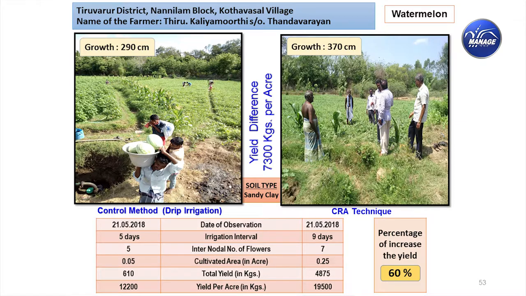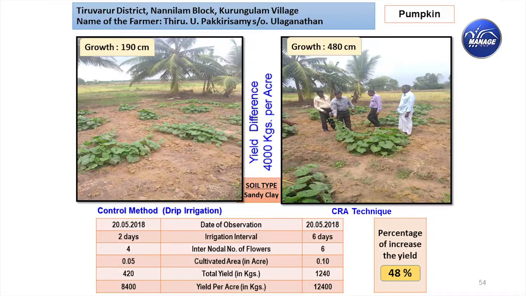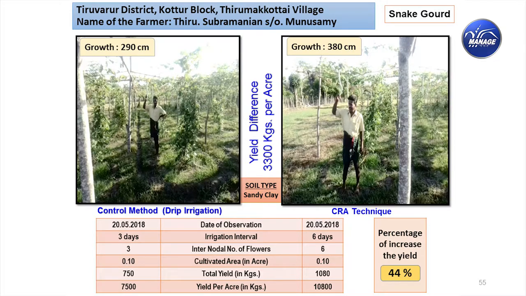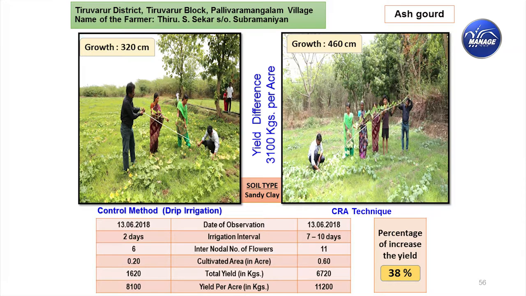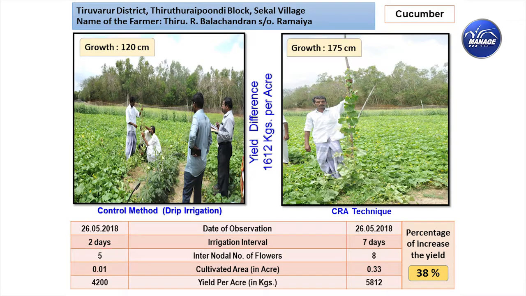In spite of it, they found more internodal flowers when compared with the normal drip irrigation system, and ultimately this translated into an additional increase of 60% yield. In pumpkin, the additional yield was about 48%, and you could notice that the irrigation interval was longer in CRA technique when compared with drip irrigation. In spite of the lesser requirement of water, there was an additional yield of 44% in snake gourd, 38% in ash gourd, and 38% in cucumber.